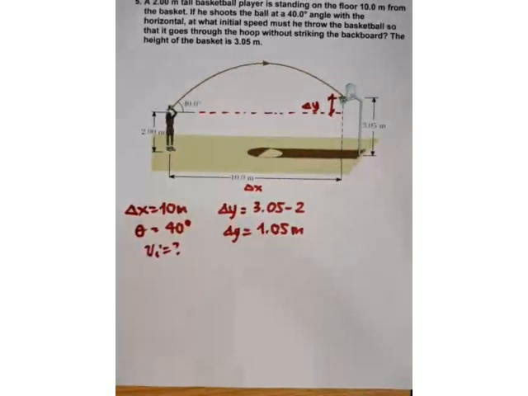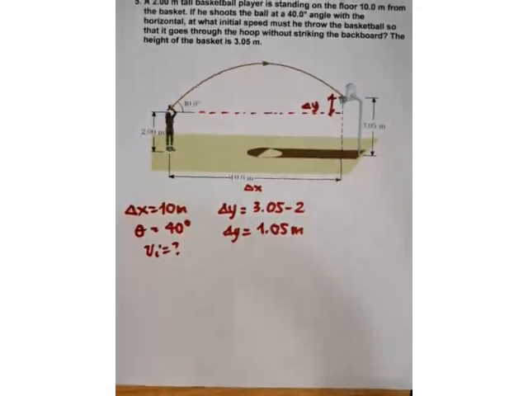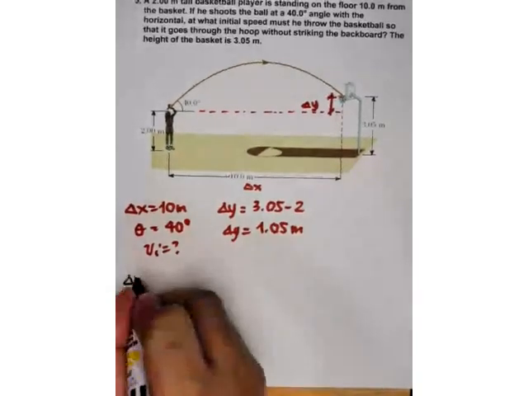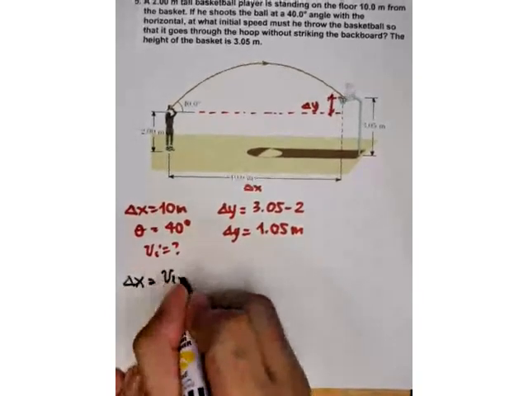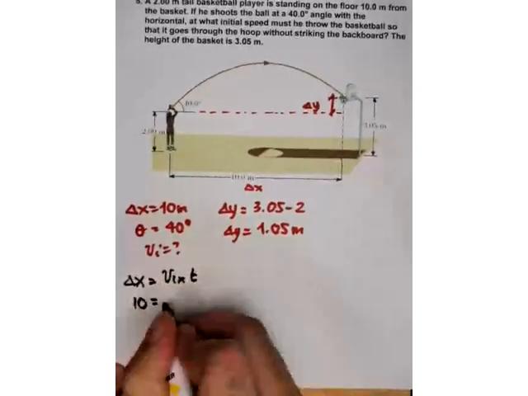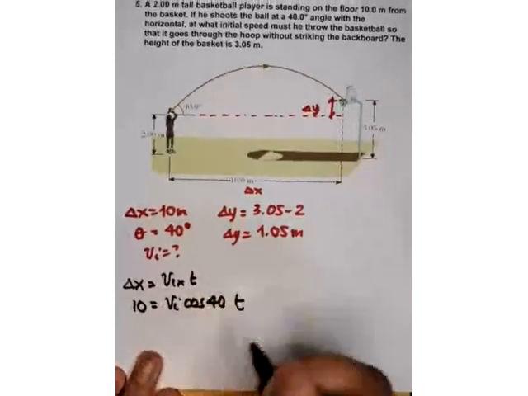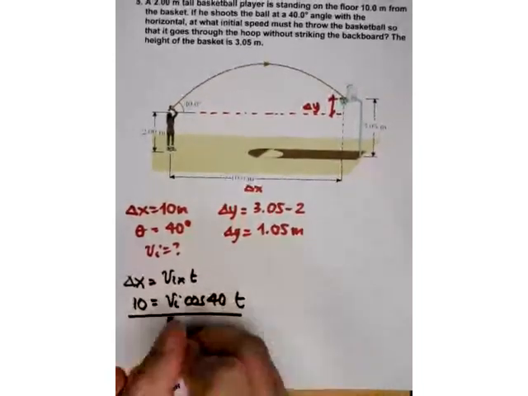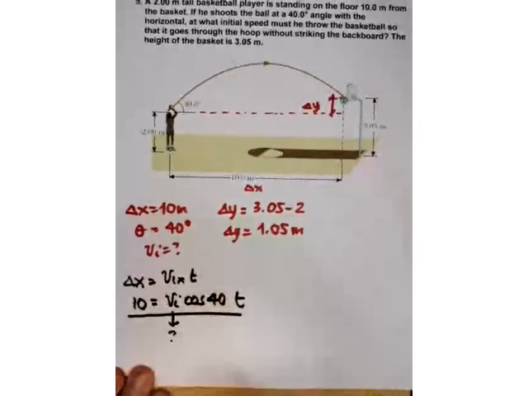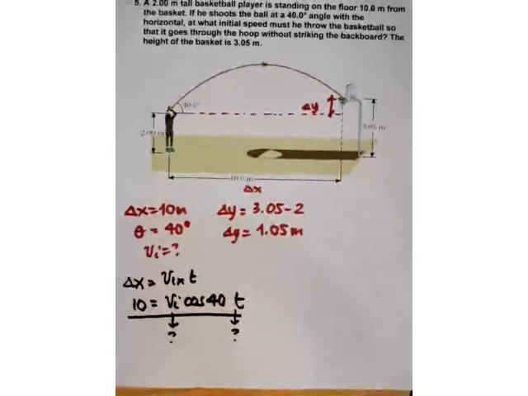If I don't take the shortcut, of course I start with delta x. Delta x is equal to VIx times t, and delta x is 10. So that's equal to VI cosine 40 times t. What we are looking for is VI, and our time is also unknown.